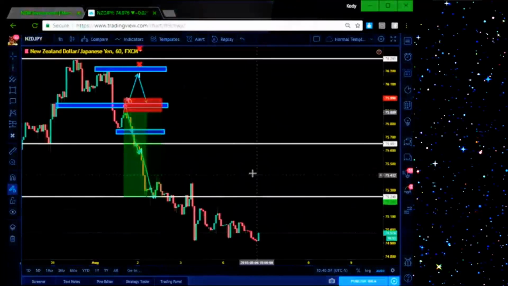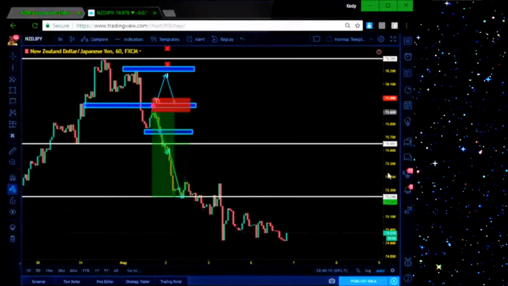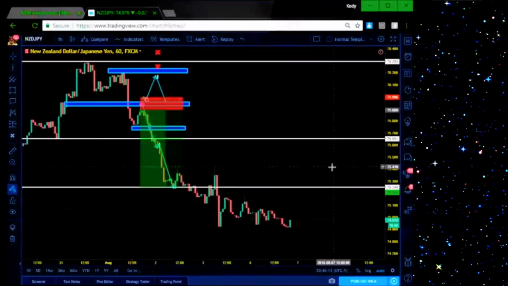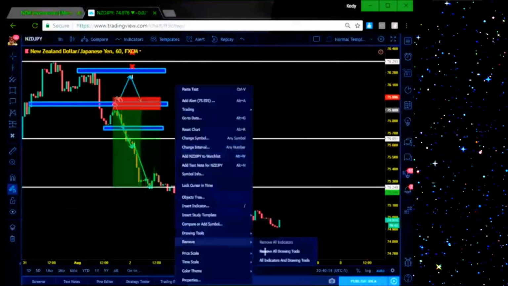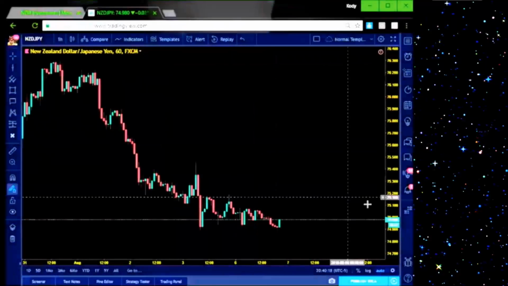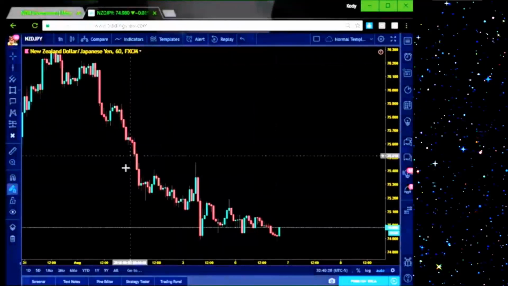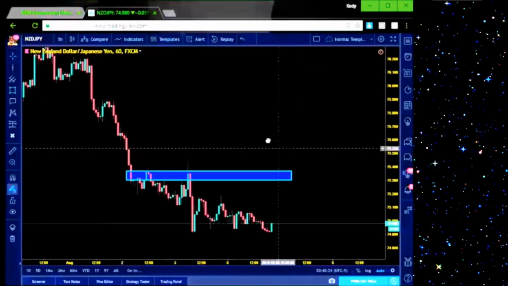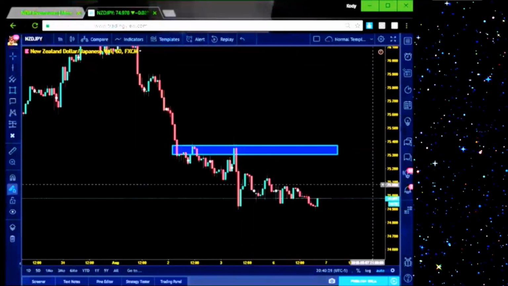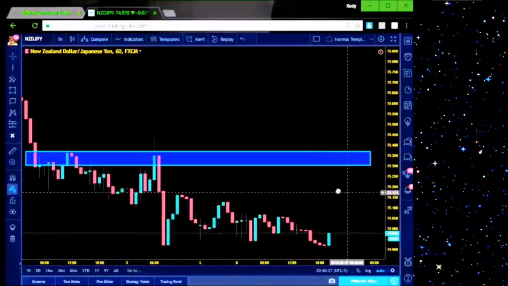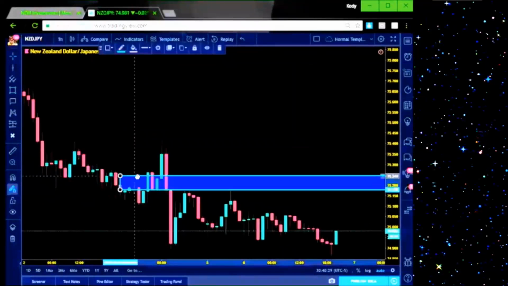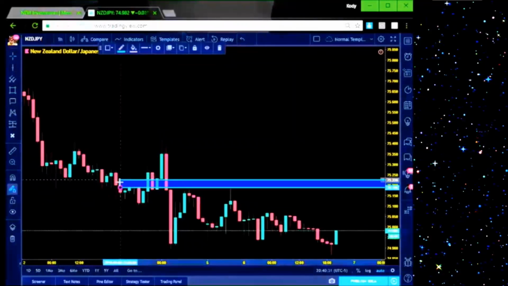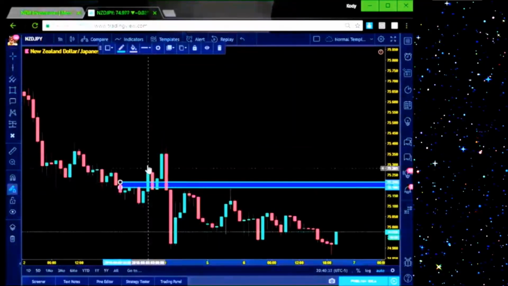New Zealand yen. Let's talk about New Zealand yen. Okay, you know what? We actually don't have time. But guys, look. Structure was right in here. And look, check this out. Even if you moved structure down to this little swing right here, what did it do, guys? It broke, it retested, and it flew up.